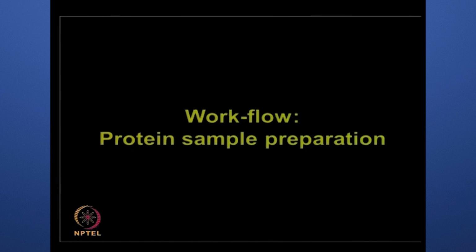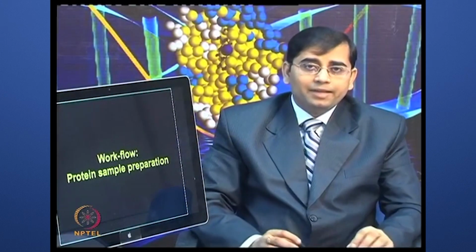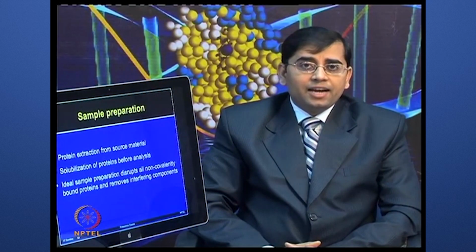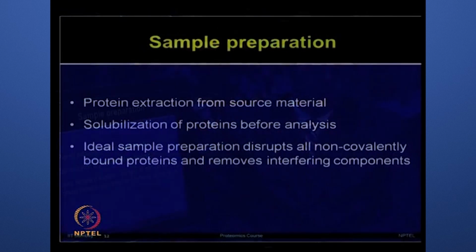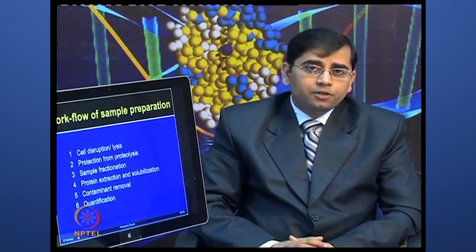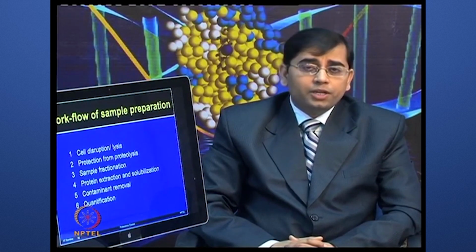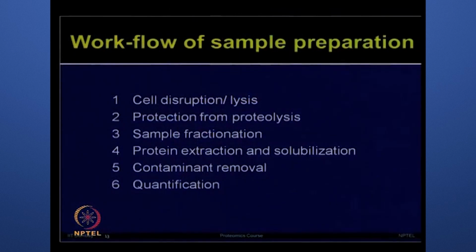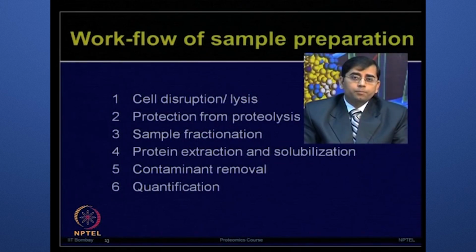So, I am giving you the workflow of protein sample preparation. Let us go step by step. Sample preparation: the protein extraction should be performed from the source material, and then you need to solubilize the proteins before starting analysis. The ideal sample will disrupt all the non-covalent bonds present with the proteins, and it will remove other interfering compounds. So, the workflow of sample preparation would involve first cell disruption or lysis, second protection from proteolysis, third sample fractionation, fourth protein extraction and solubilization, fifth removal of contaminants, and sixth quantification.